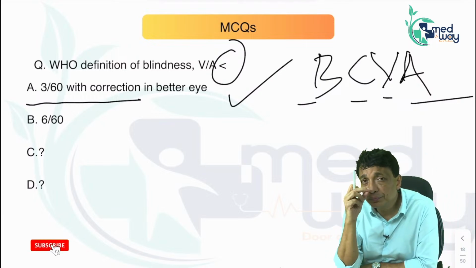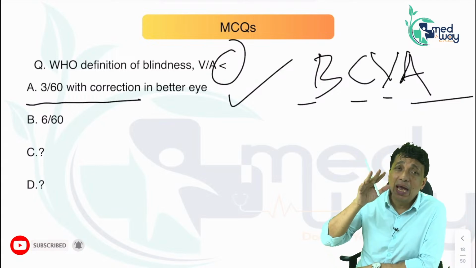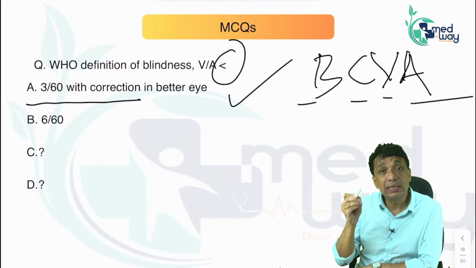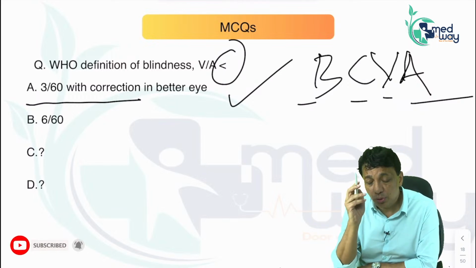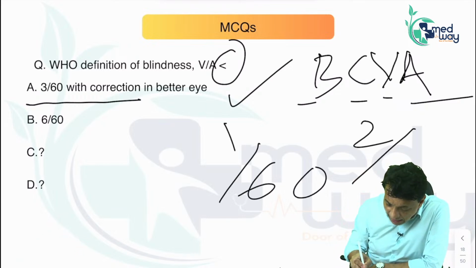Remember, it is not without glasses. So, if you wear glasses or you wear contact lenses, and wearing glasses or contact lenses, if the vision is less than 3/60 in the good eye, then it is blindness. So, supposing you have vision, let's say 1/60 in one eye and 2/60 in the other eye.